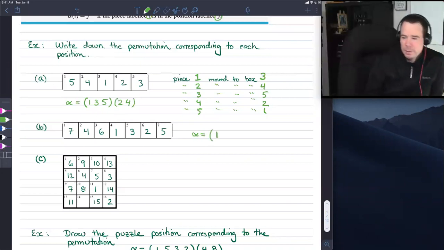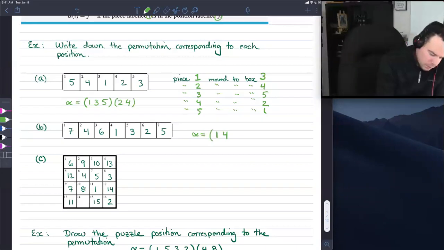So where did piece 1 get moved to? Piece 1 moved to 4. Where did piece 4 get moved to? It moved to box 2. Where did piece 2 get moved to? Piece 2 moved to box 6. Piece 6 moved to box 3. Piece 3 has moved to box 5. Piece 5 has moved to box 7. And piece 7 has moved to box 1.